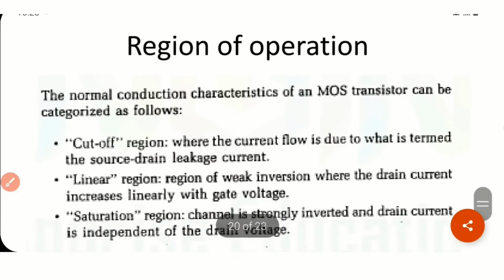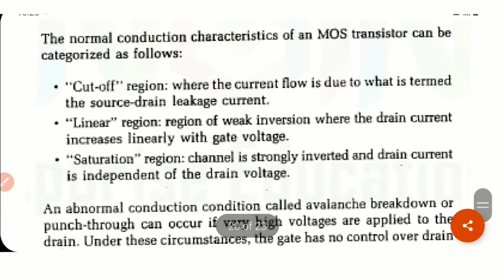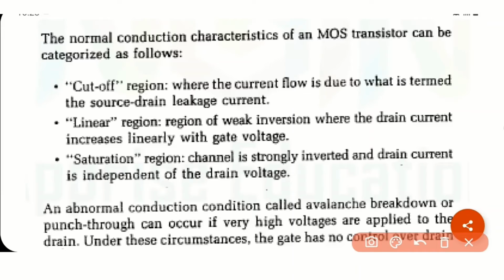We have already discussed the region of operation. So we have discussed the 3 regions. Let's read it out. The normal conduction characteristics of a MOS transistor can be categorized as cutoff region, that is the first one, then linear, and then saturation. Cutoff region is the region where the current flow is due to what is termed as the source drain leakage current.